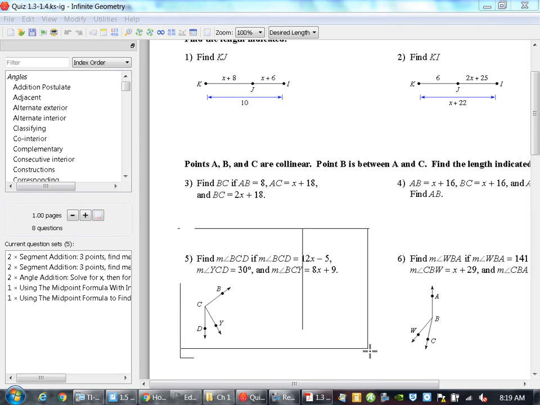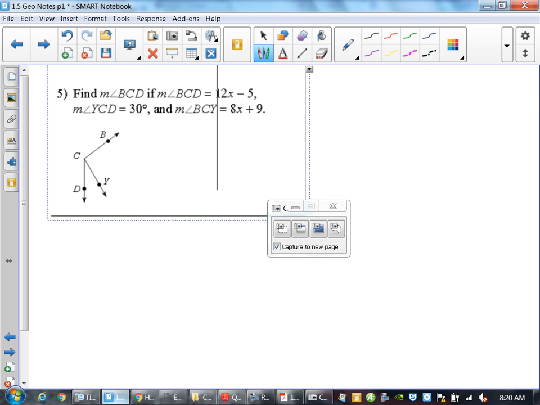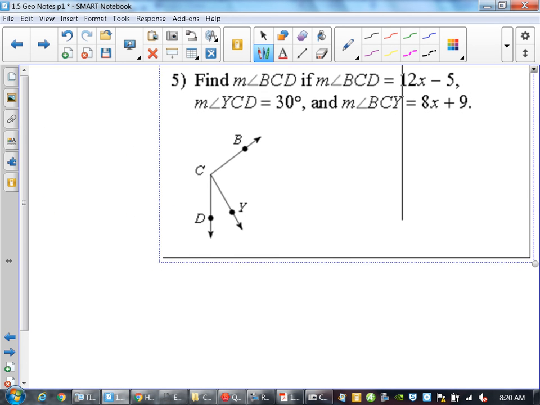Same basic idea here. This is an angle addition style problem. We're going to find the measure of angle BCD if the whole thing is 12x minus 5. And then this little part, YCD, is 30, and BCY is 8x plus 9. So again, two smaller angles add up to equal the larger.